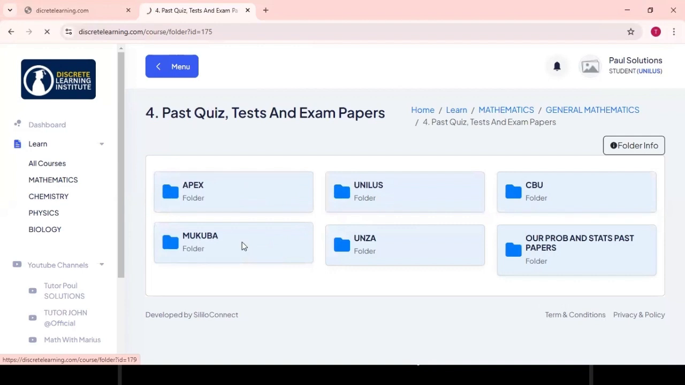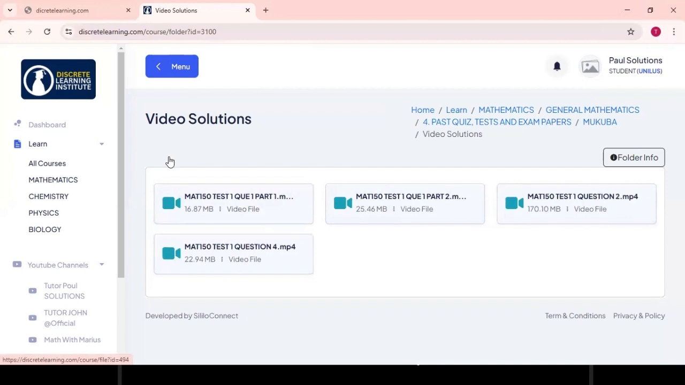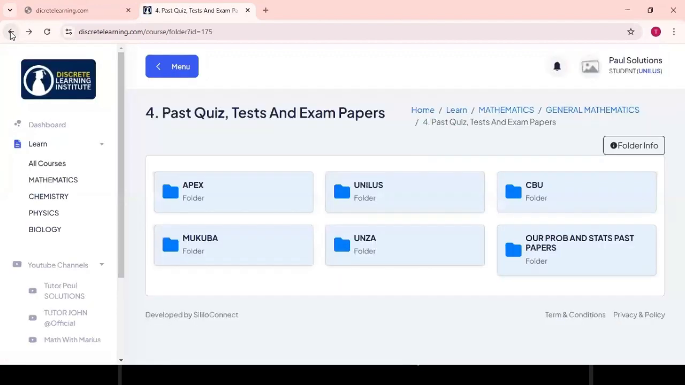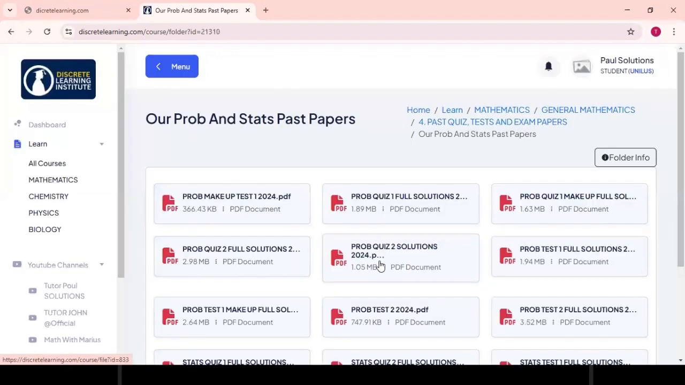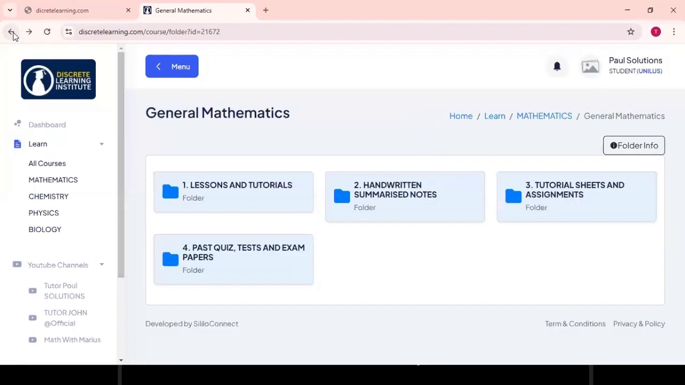So for example, if I go to Mukuba here, I'm going to find video solutions. You can see the video solutions for some revision of their test papers. And you can even go in the written solutions there. You're also going to find the written solutions. And then here we have some past papers on probability and statistics. All right, so that's how you can use this drive.